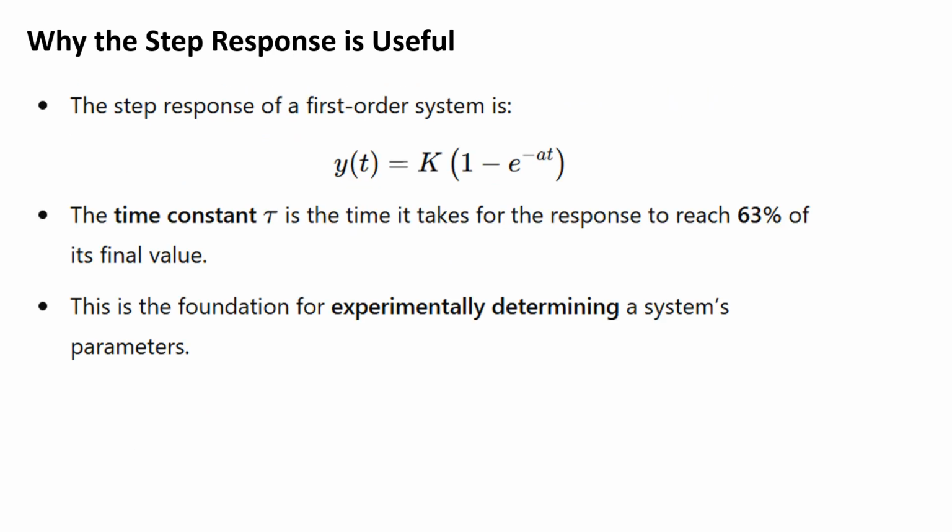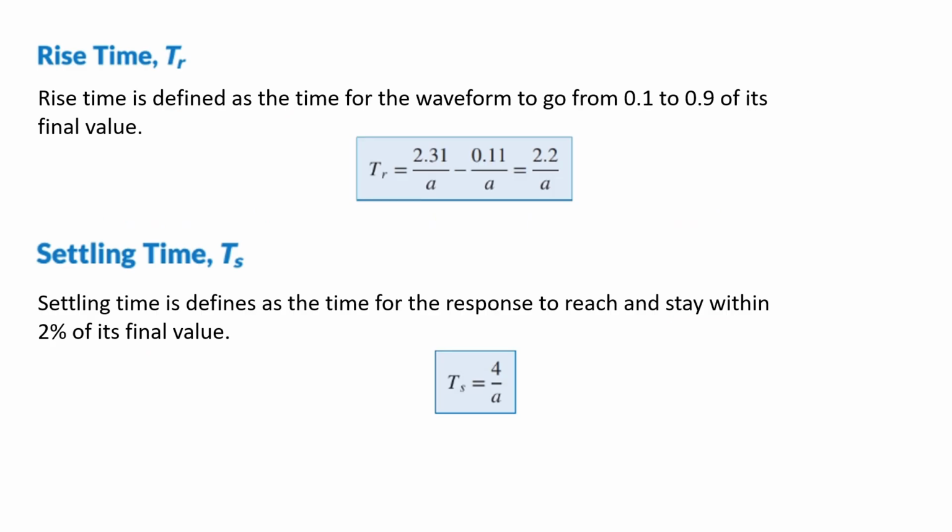So if you do an inverse Laplace transform, what you'll find in the time domain is that your function looks like the following: y(t) equals K times the quantity 1 minus e to the minus at, where a is, again, related to the time constant. The time constant, as you may remember, is the time it takes for the response to reach 63% of its final value. And this is the foundation of experimentally determining a system's parameters by measuring this time constant.